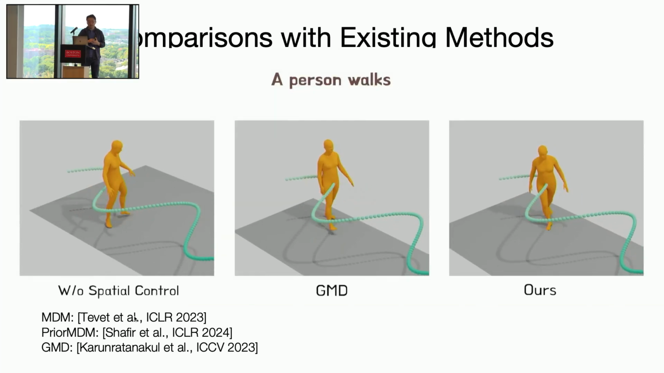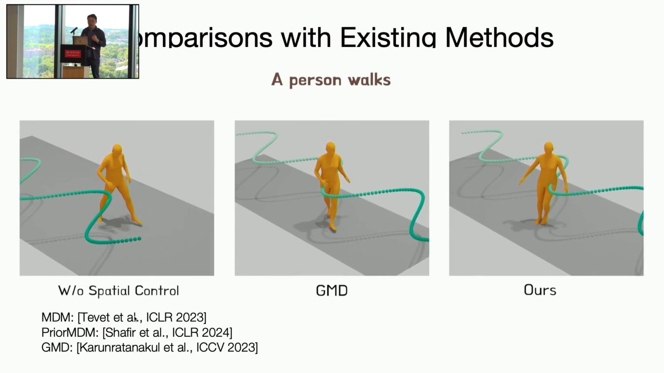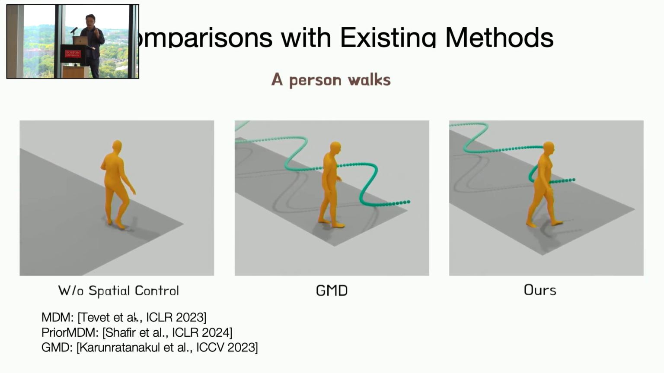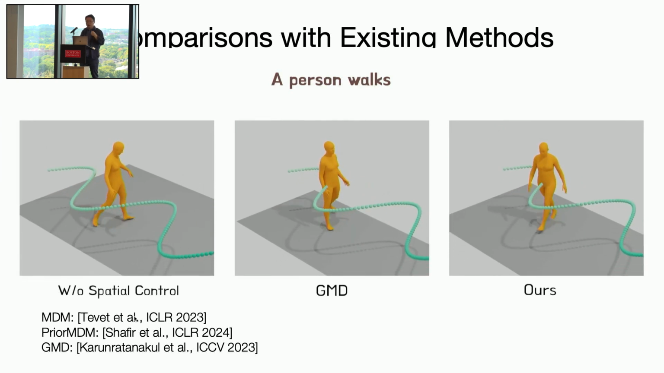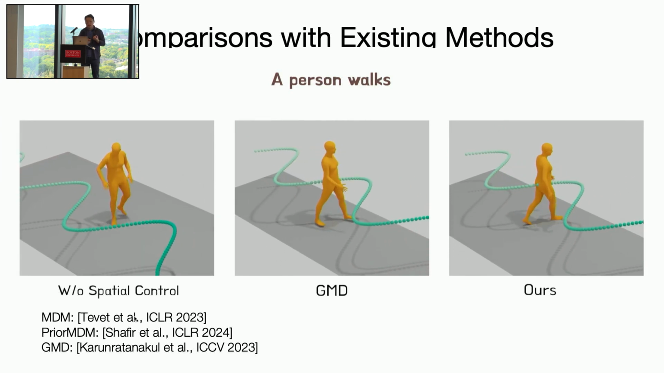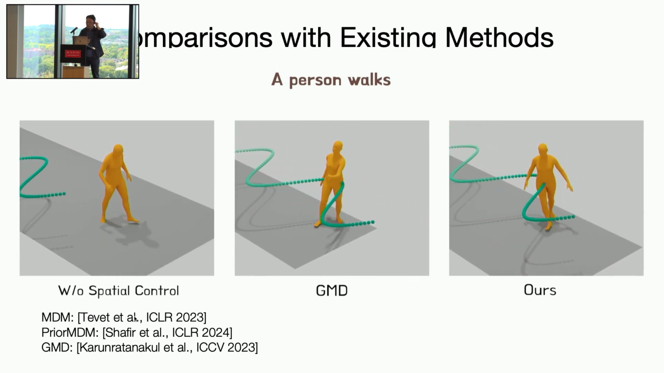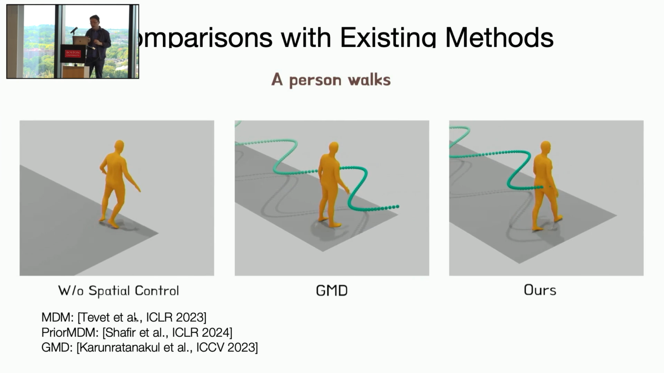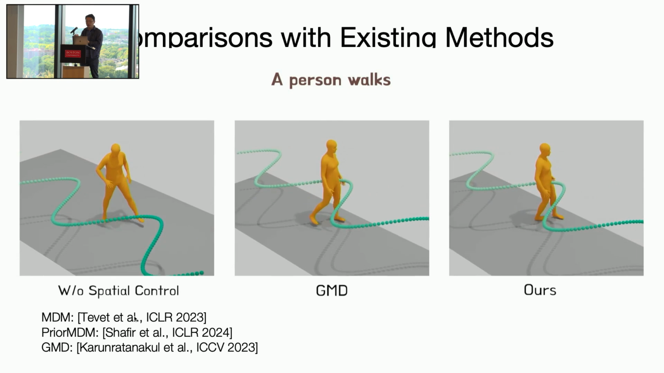So on the left is the result without the spatial control signal at all. So we can see the person, the virtual human, completely ignores the control signal. In the middle is a result from an existing model. At the beginning of the generation, the human can follow the trajectory, but in the end, it drifts away, right? And on the right is our result, so the model almost perfectly follows the control signal, right?